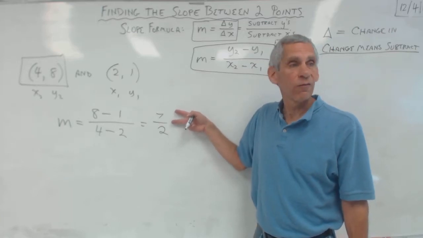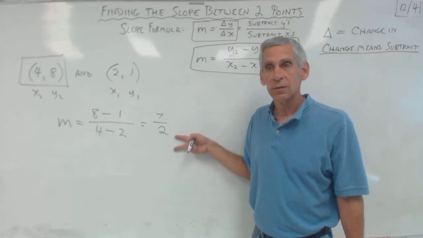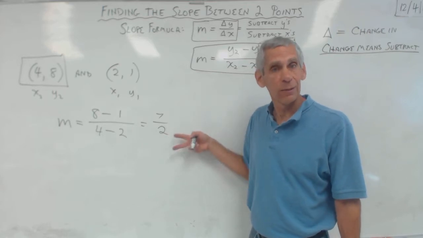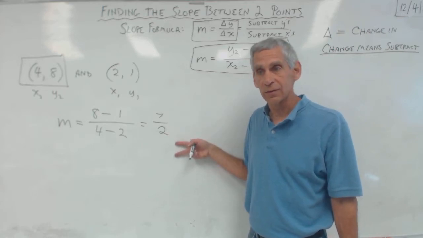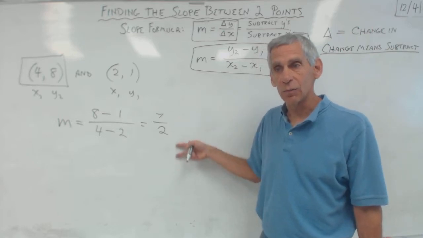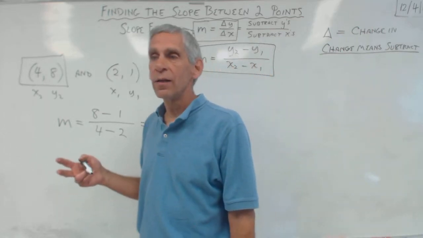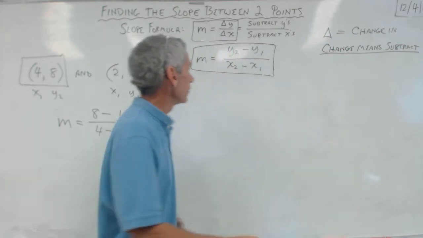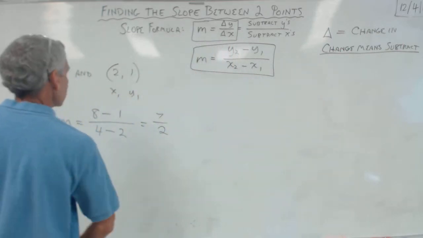What if I had come out with 14/4? That is still a slope, but it's not simplified. I expect you to simplify it to 7 halves. Does that make sense? Simplify your slope, right? If I get 4 halves, then it would be 2. Where's your starting point? Where do you start from?